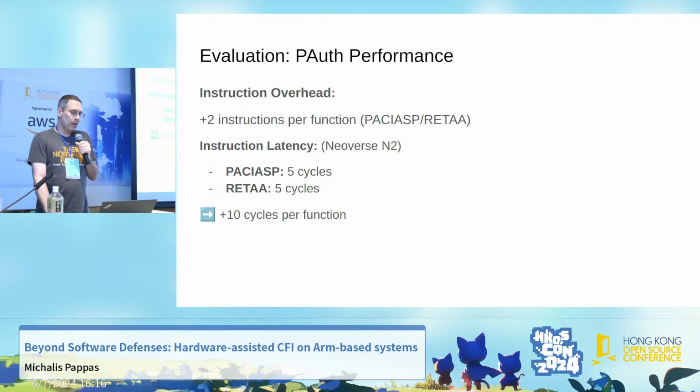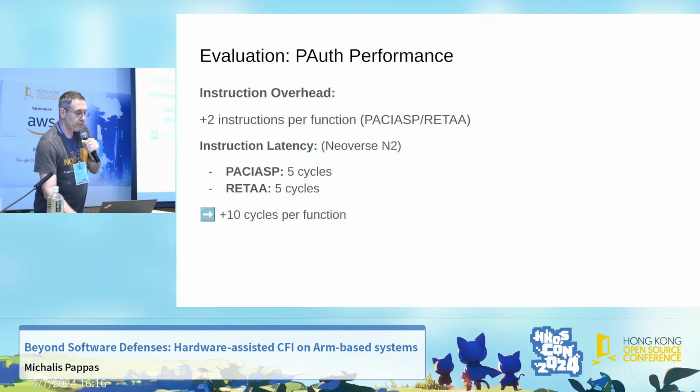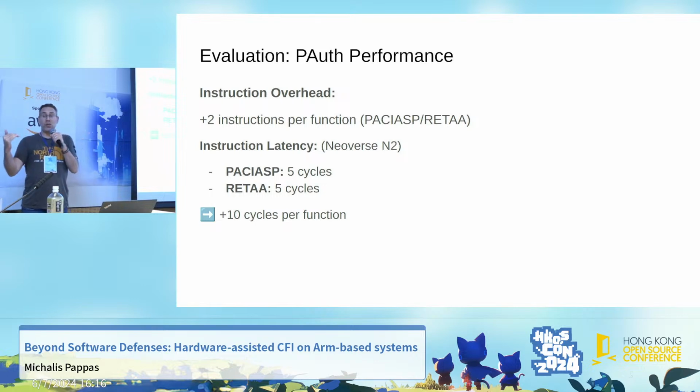Okay, so performance. What is the overhead of these things? For Pointer Authentication, you have one instruction at the start of the function and one at the return, assuming the combined set. So you have +2 instructions per function. If we look at the optimization guide of Neoverse, which is one of ARM's reference designs for cloud, you can see that the sign takes 5 cycles and the authenticated return takes another 5 cycles. So in practice, we have +10 cycles per function.